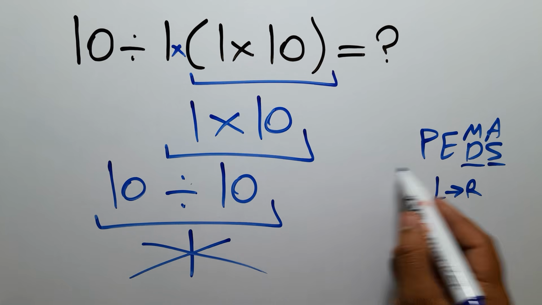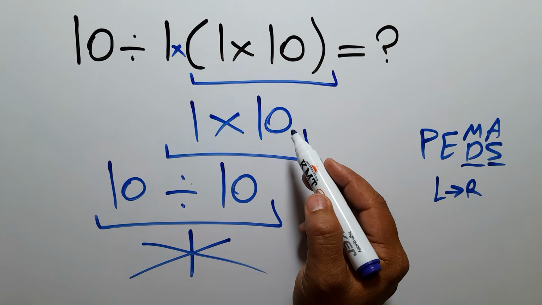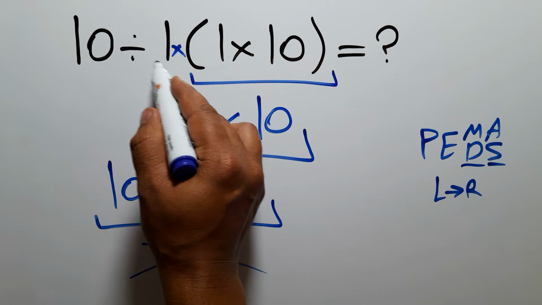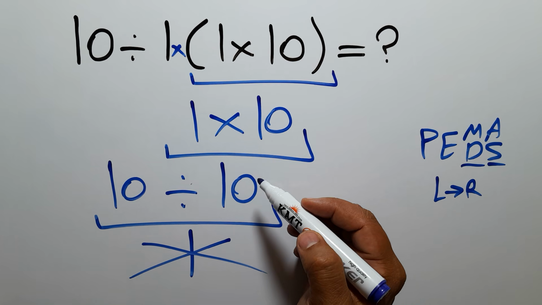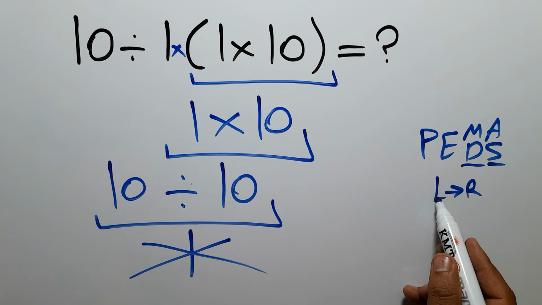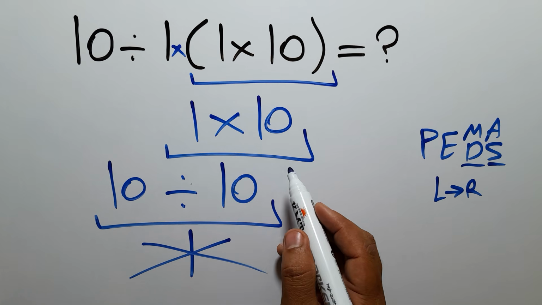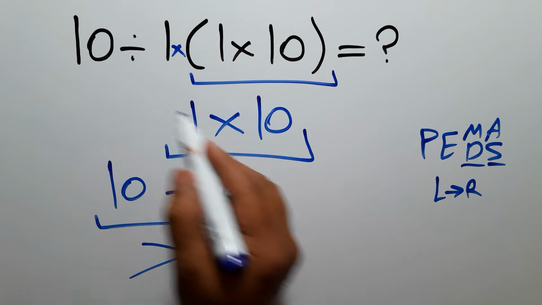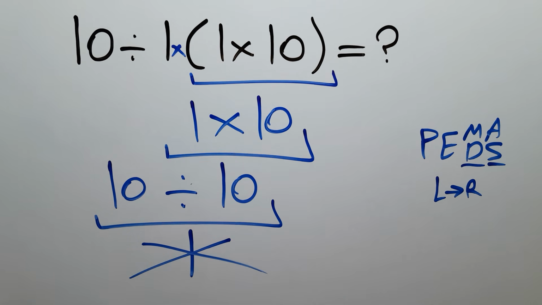Okay, so according to PEMDAS, first we have to do this parenthesis, then this division, and finally this multiplication. Because, as I said, multiplication and division have equal priority and we have to work from left to right. Okay, so if we do this multiplication before this division, it is wrong.